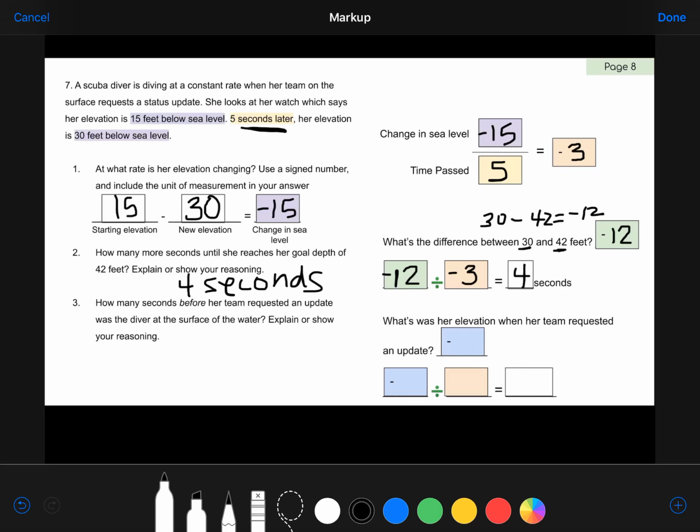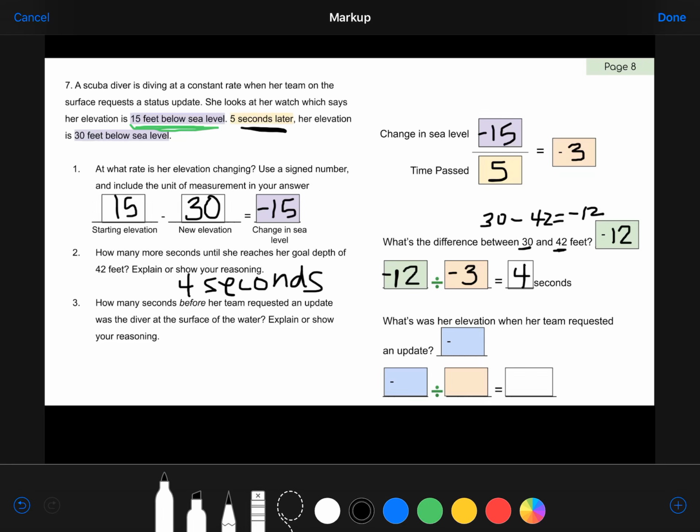And then lastly, how many seconds before her team requested an update was the diver at the surface of the water? Explain or show your reasoning. So it tells us that she started out at 15 feet below sea level when they first checked on her. So we want to know how long it took her to get 15 feet below sea level.